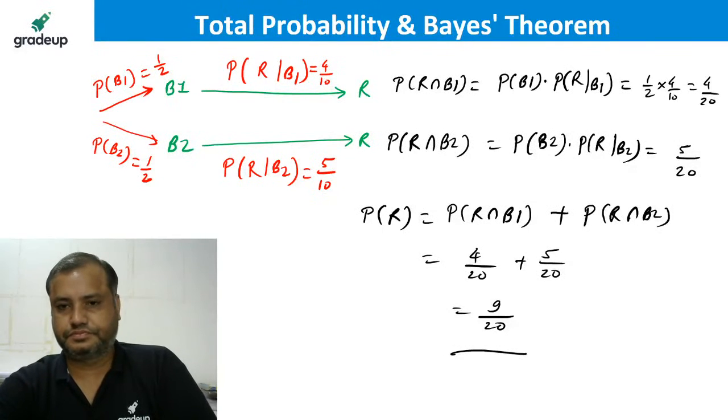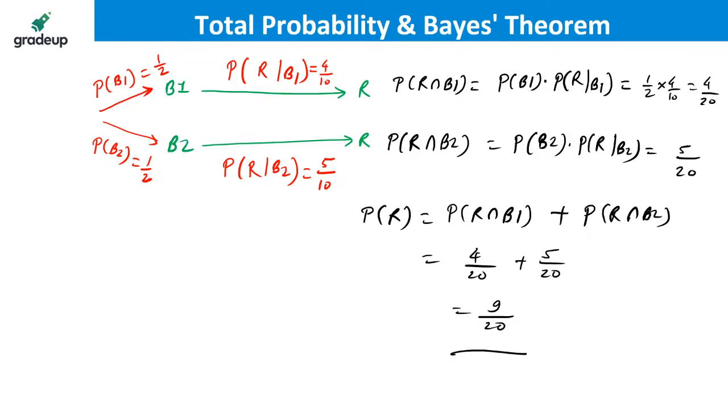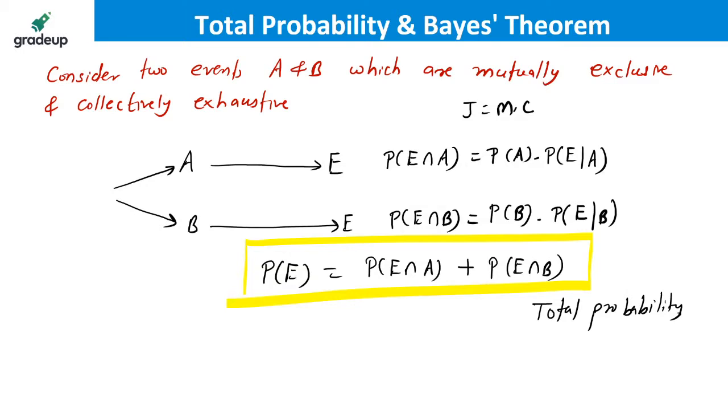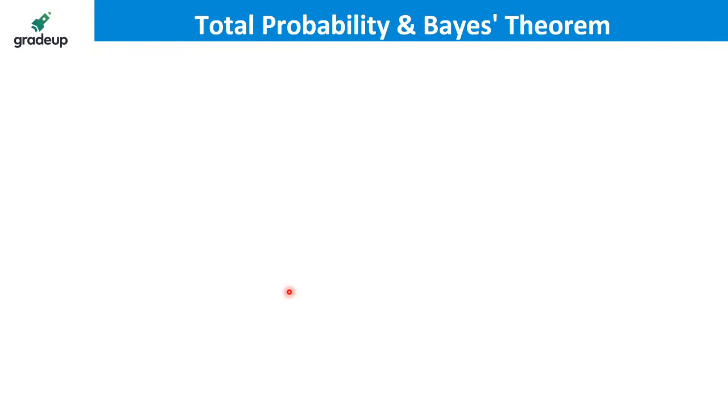Now, event E. This is the probability of occurrence of event E. Okay.